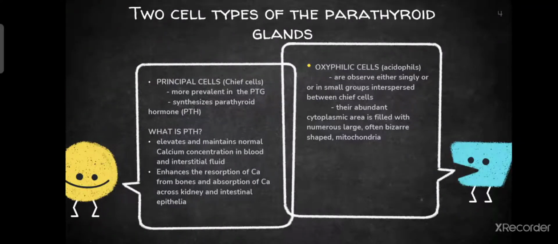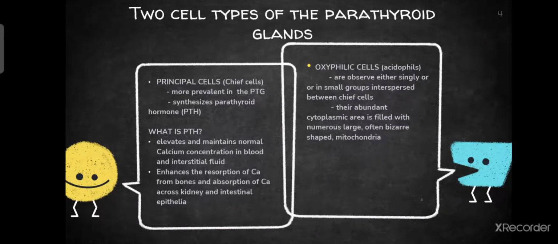So there are two cell types of the parathyroid glands. These are the principal cells, also called chief cells, and the oxyphilic cells, also known as acidophils. First, we have the principal cells. It is more prevalent in the parathyroid gland and it synthesizes parathyroid hormone.